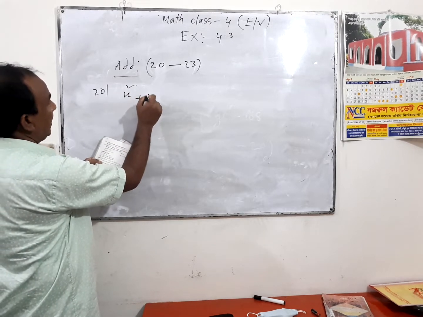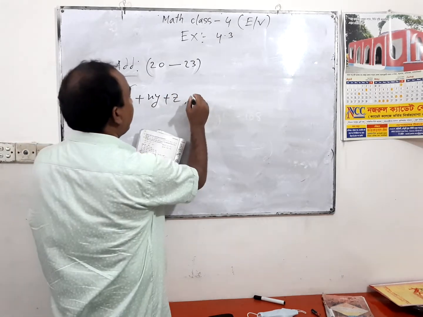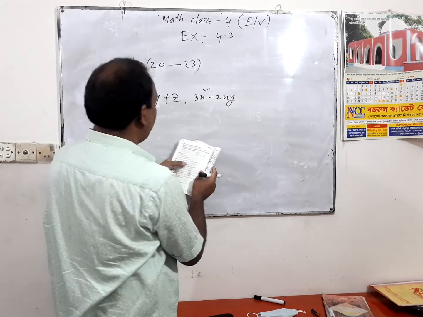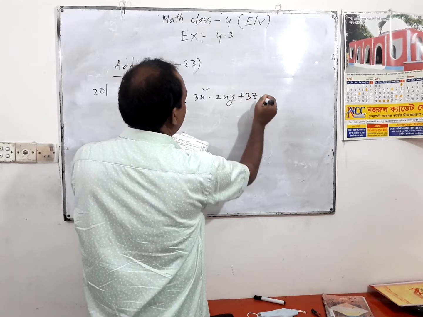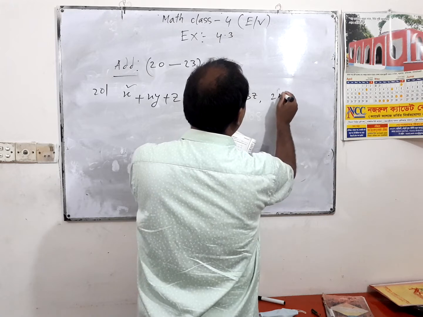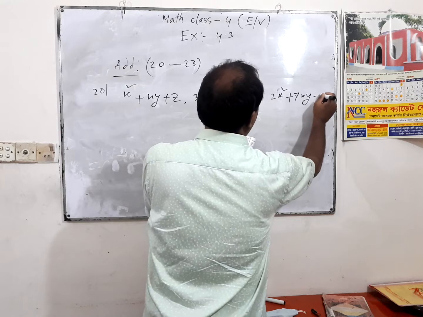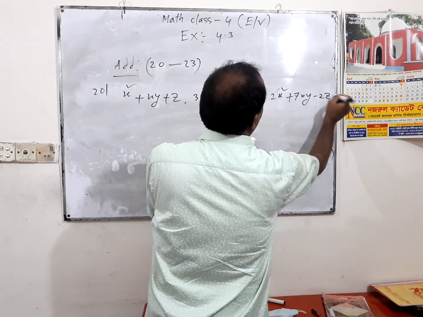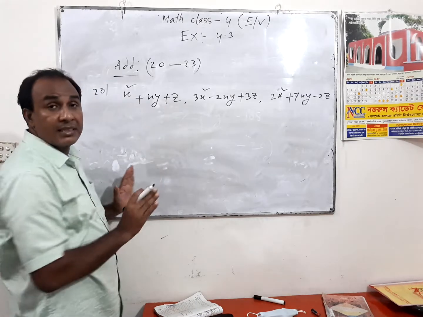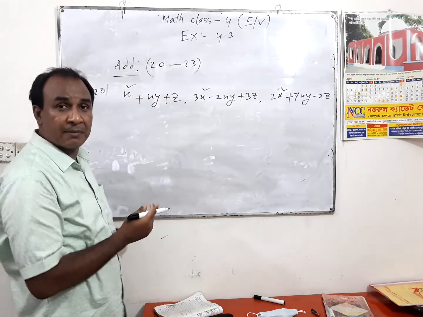x square plus xy plus z; thrice x square minus twice xy plus thrice z; 2x square plus 7xy minus twice z. Just notice here there are three algebraic expressions. It is a little bit different from another method.